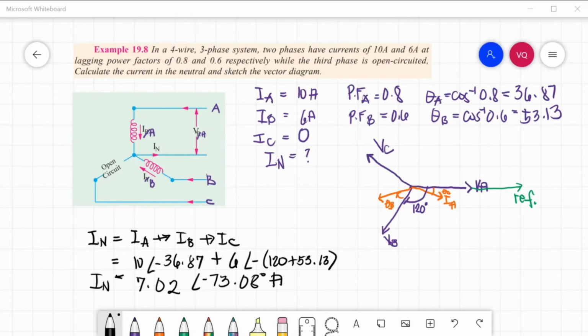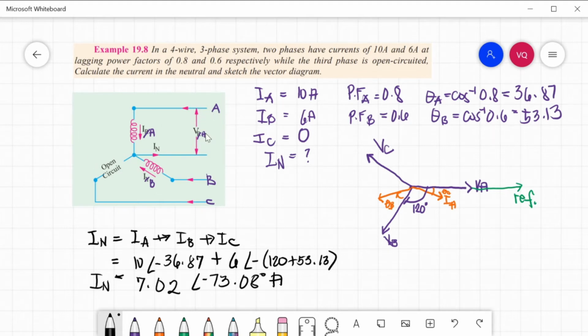Another example: we have a 4-wire 3-phase system, where 2 phases have currents of 10 amperes and 6 amperes at lagging power factors of 0.8 and 0.6 respectively, while the third phase is open circuited. Calculate the current in the neutral and sketch the vector diagram. So this is our circuit diagram.